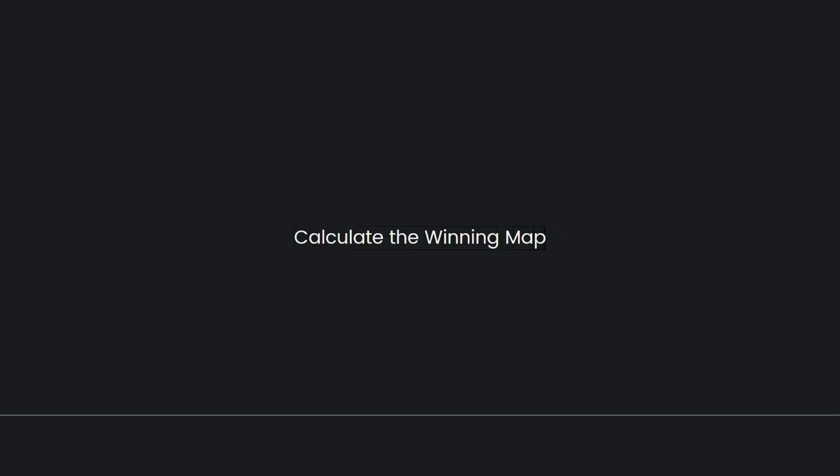Next is to calculate the winning map. After all the players have voted, calculate the map with the most votes to determine the winning map. In the voting script or a separate server script, compare the vote counts for each map option and identify the map with the highest number of votes.